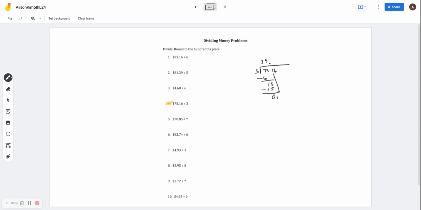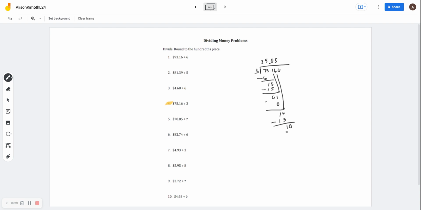And then 3 can't go into 1, so we're going to put a 0 right here. And then 3 times 0 is just 0. So you put 1, and then you bring the 6 down, right? Once again, 3 goes into 16 5 times. 5 times 3 is 15. 16 minus 15 is 1. Let's add a 0.